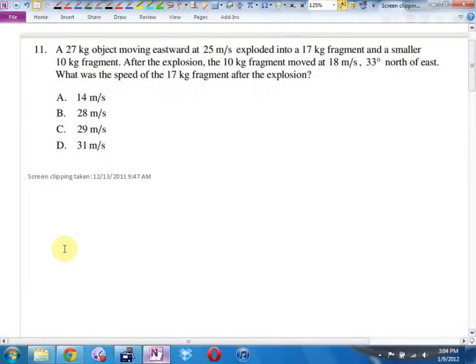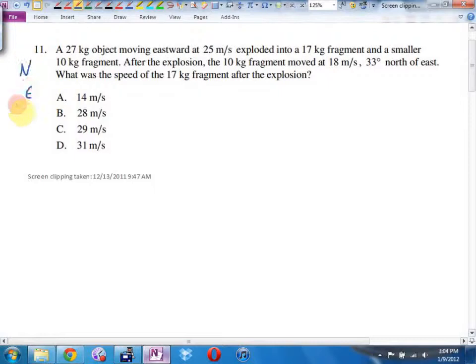So here's an example, number 11. A 27 kilogram object moving eastward. You know, as soon as they give me a compass direction. And again, you can write this down if you want to, or I'll print this up when we're done at the end, whichever way you learn best. A 27 kilogram object moving eastward at 17 meters per second exploded into a 17 kilogram fragment and a smaller 10 kilogram fragment. After the explosion, the 10 kilogram fragment moved at 18 meters per second, 33 degrees north of east. What was the speed of the 17 kilogram fragment after the explosion? Is there a collision? No. Is there an explosion? Yeah, momentum.